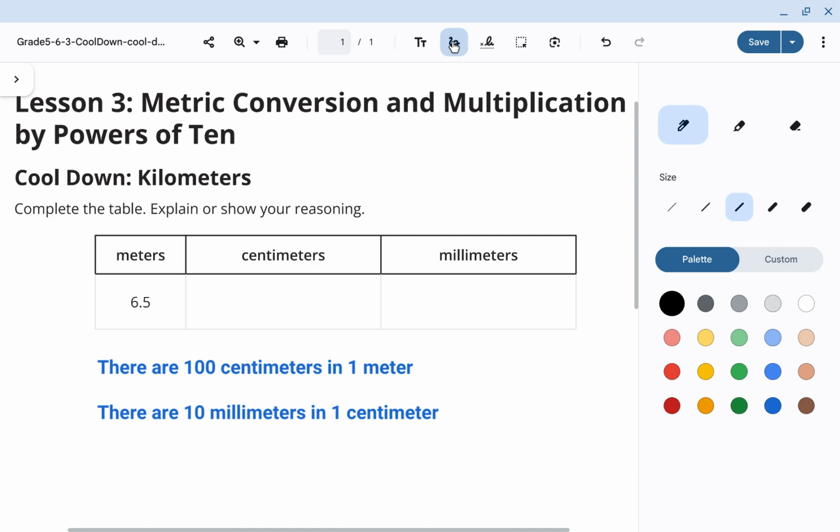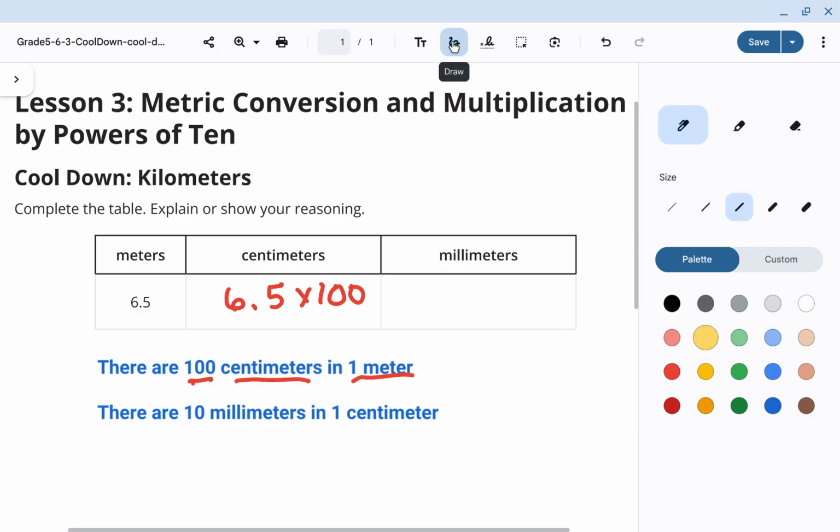You'll notice down below I went ahead and started a sentence that we will use to explain our reasoning, but also will help us to complete the table. So the first thing that we need to note is that there are 100 centimeters in a meter. Now, because I know that, I can take this 6 5/10 meters and I can multiply 6 5/10 by 100 to find out how many centimeters are in 6.5 meters.